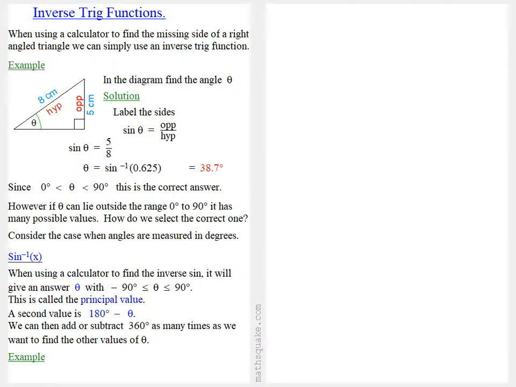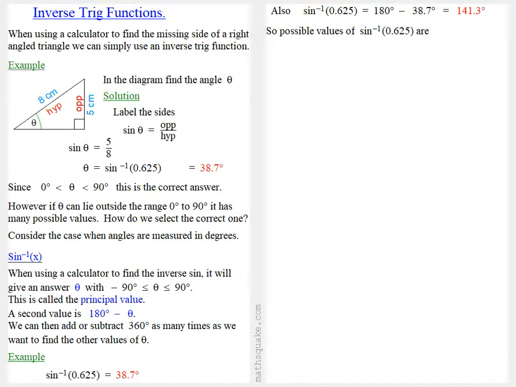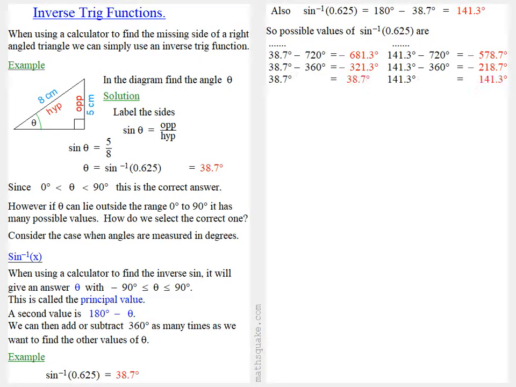As an example, if we take the inverse sine of 0.625, the principal value is 38.7 degrees. And the other value is 180 minus 38.7 degrees, which is 141.3 degrees. Now, all the other values, and there's an infinite number of them, are 38.7 plus or minus a multiple of 360 degrees, or 141.3 degrees plus or minus any multiple of 360 degrees. We can see some of these in the table below.